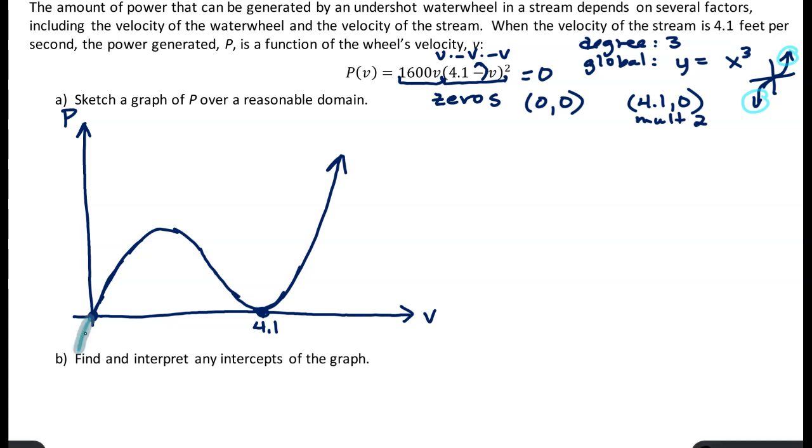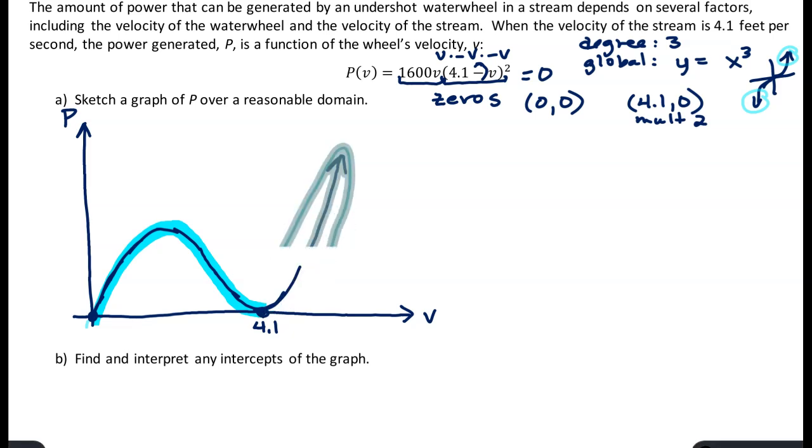I'm going to go ahead and erase the light blue part. That's outside of the domain. I actually would say we probably don't even want this stretch right here, but I'm not going to be offended if you leave it. I'm just thinking that the power increases as velocity increases, and then as the wheel starts to get close to the speed of the stream, it actually drops back down.